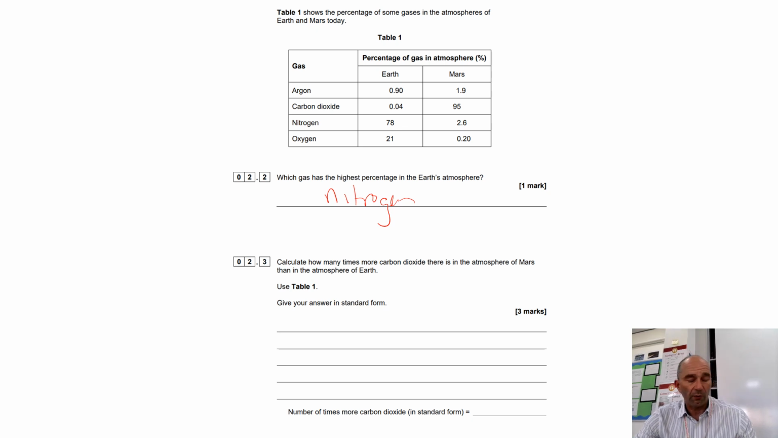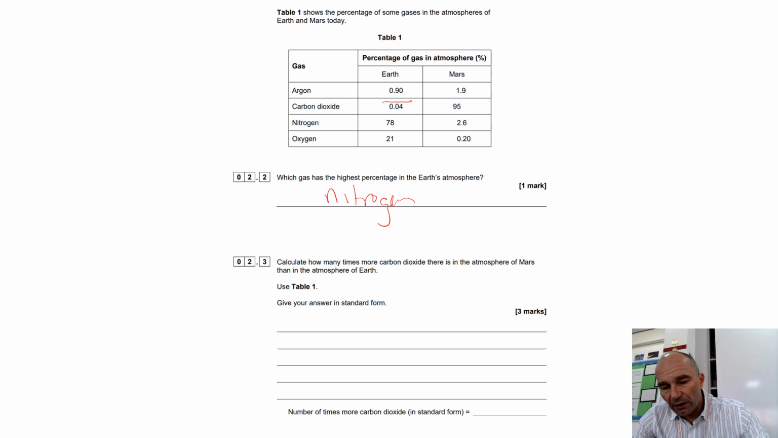A nice easy mark. Now, a bit more maths. Calculate how many times more carbon dioxide there is in the atmosphere of Mars than in the atmosphere of Earth. It's telling us to use the table. Give your answer in standard form. So we need to highlight the numbers.